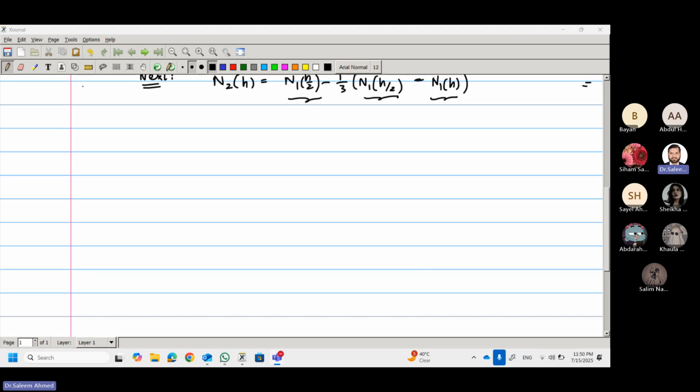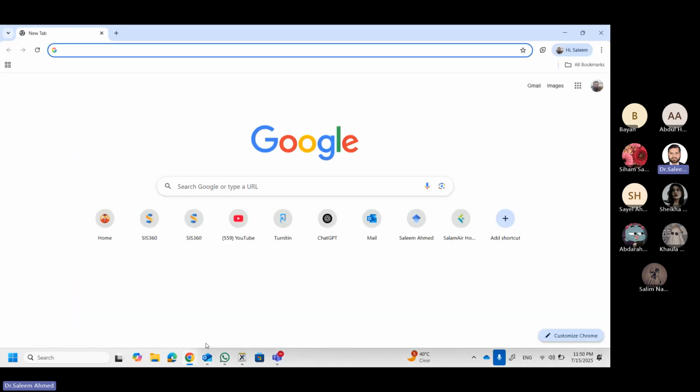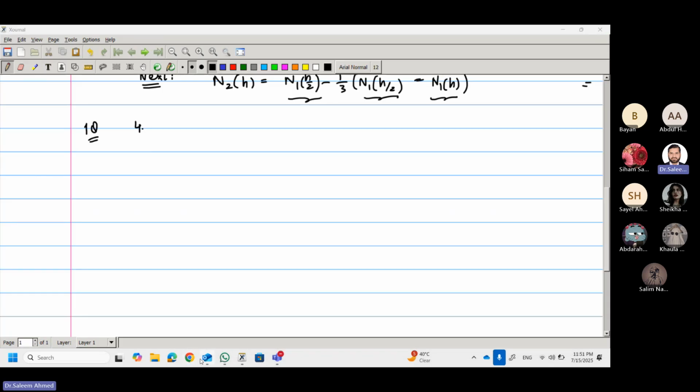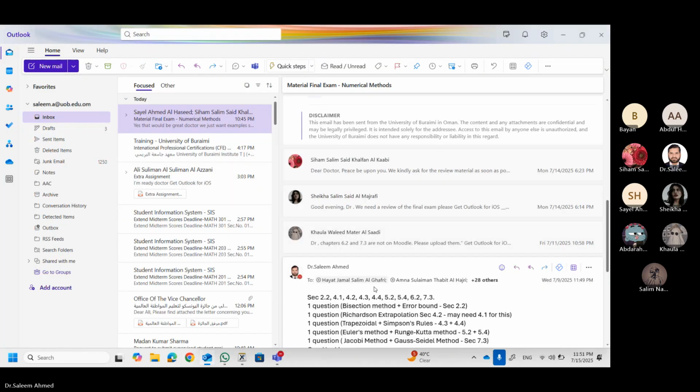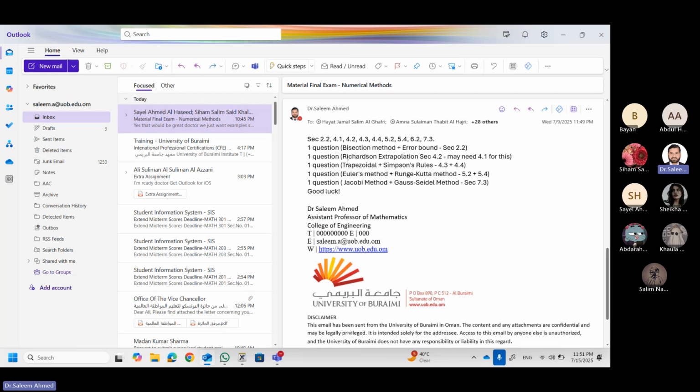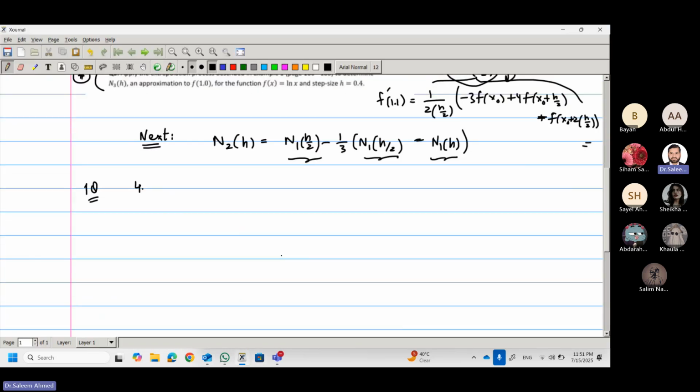So you can expect that in one question that I told you that it will be from 4.12, right? Differentiation. By bisection method, you can do that. That was very easy. Let me go to that email. So it says that one bisection method reaches an extrapolation, right? So you may need 4.1 for that. If I ask you, this was 4.2, right?